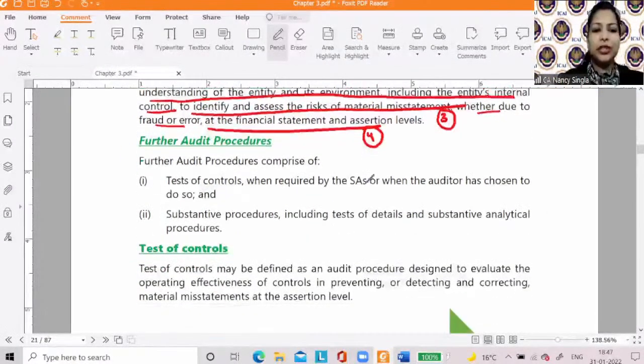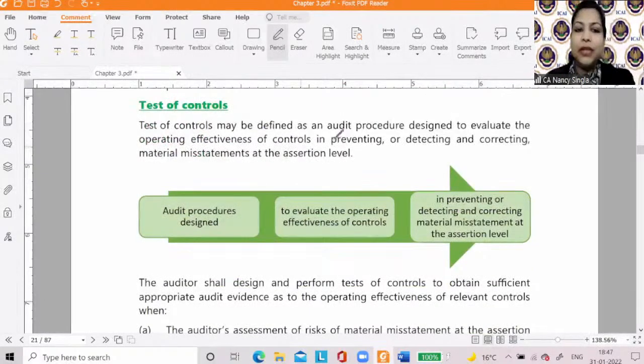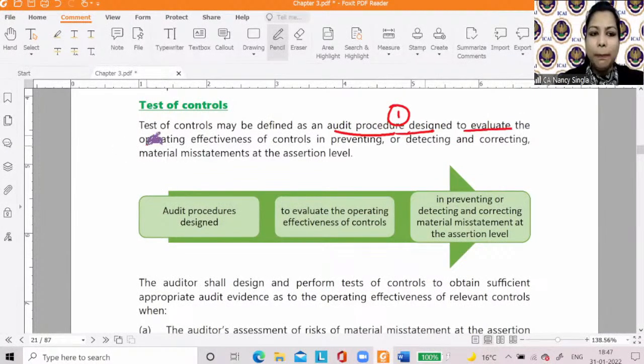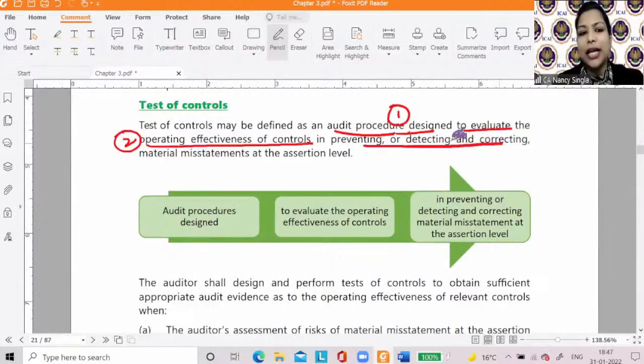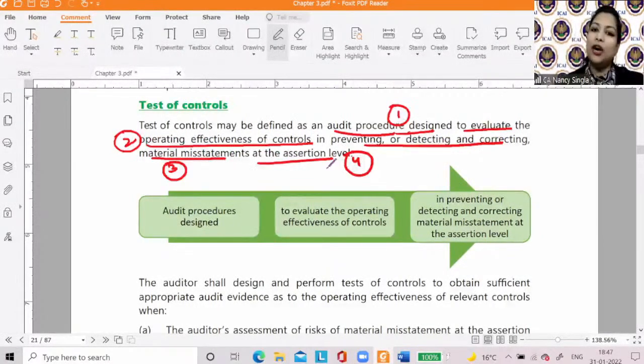Now further audit procedures. These comprise of what? Test of controls and substantive procedures. What are test of controls? These are audit procedures designed, why? To evaluate the operating effectiveness of controls in preventing, or detecting and correcting, material misstatement, okay, at what level? At assertion level. I hope now you know why not financial statement level, why assertion level, because the management will implement the internal control for each and every assertion of the financial statements.